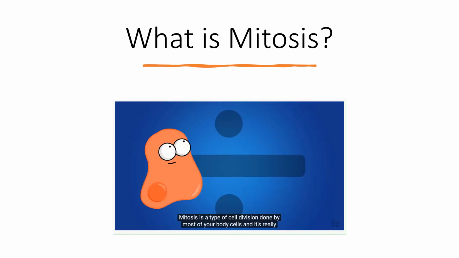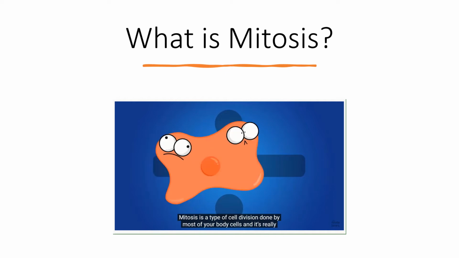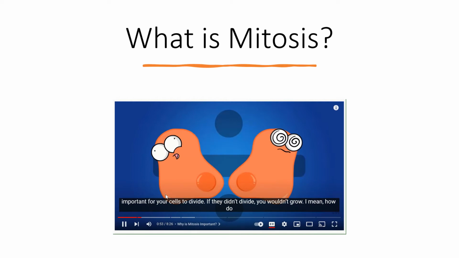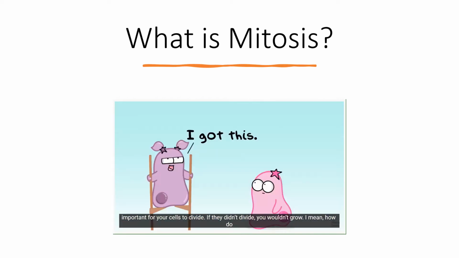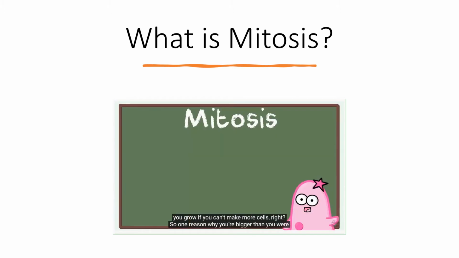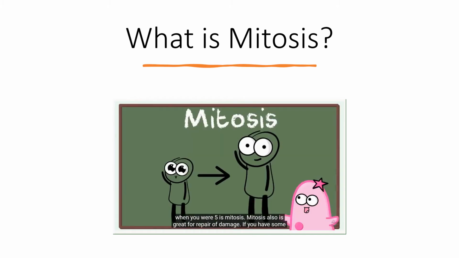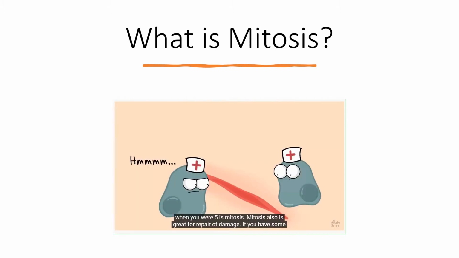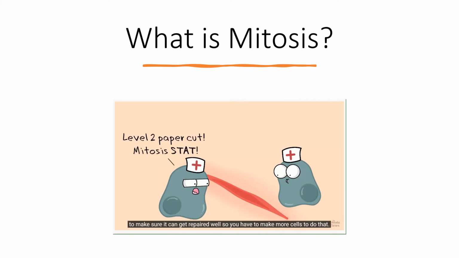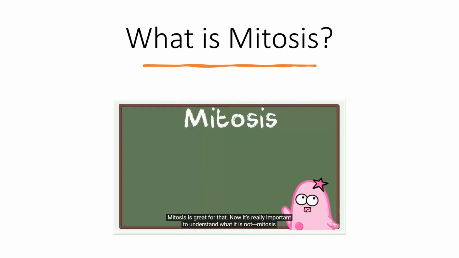Mitosis is a type of cell division done by most of your body cells, and it's really important for cells to divide. If they didn't divide, you wouldn't grow. I mean, how do you grow if you can't make more cells, right? So one reason why you're bigger than you were when you were 5 is mitosis. Mitosis also is great for repair of damage. If you have some kind of accident, like when we were talking about that cut on your arm or leg, well, you want to make sure it gets repaired well. So you have to make more cells to do that. Mitosis is great for that.